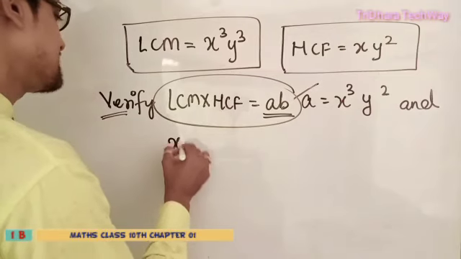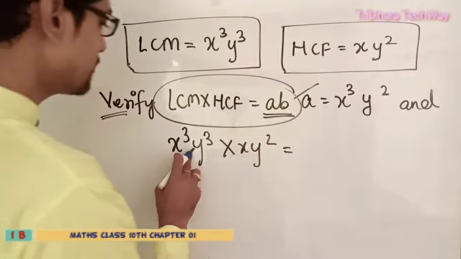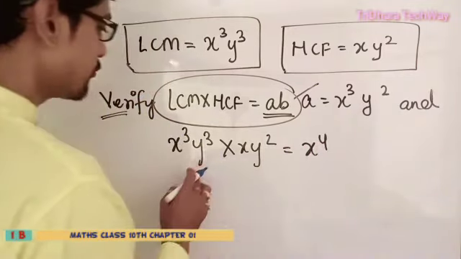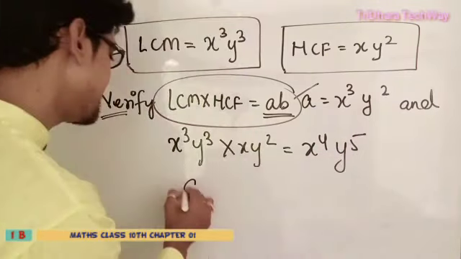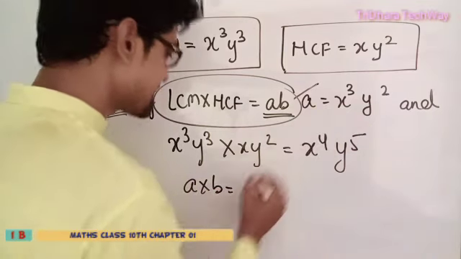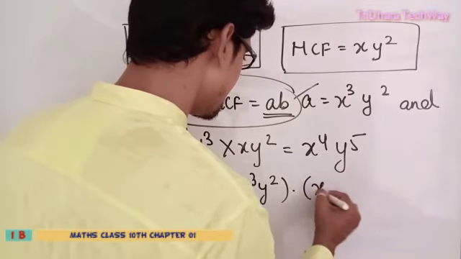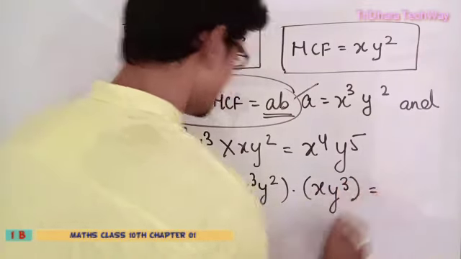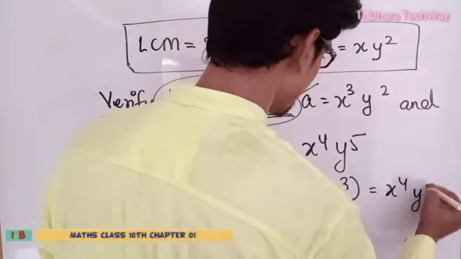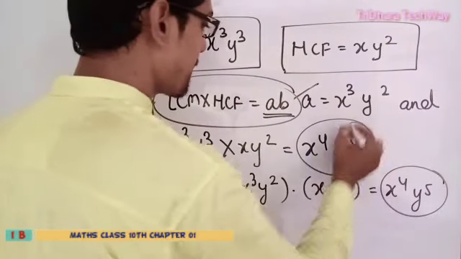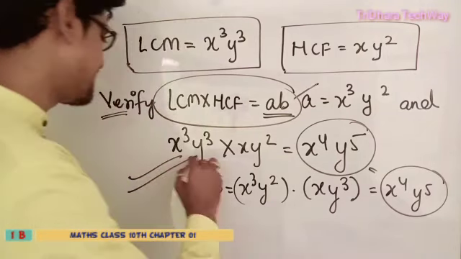Look, LCM means x cube y cube. HCF means x y square. It means x cube into x power 4, y cube y square, what is this? y power 5. Now what is A into B? A value is x cube y square, and B value is x y cube. You will get x power 4, y power 5. It means LCM into HCF is equal to A into B. Verified. This is question number 7.